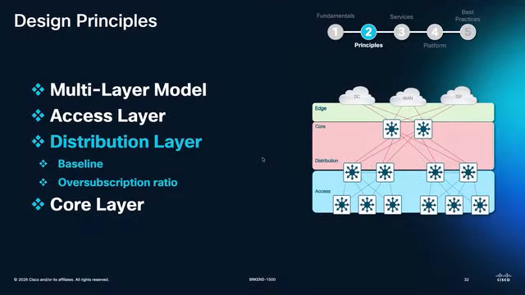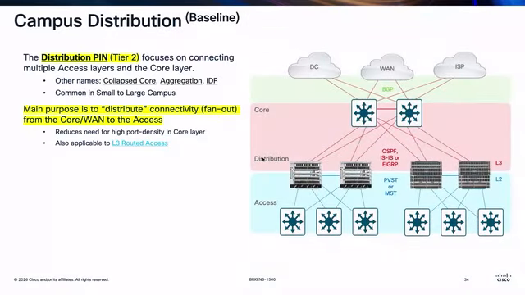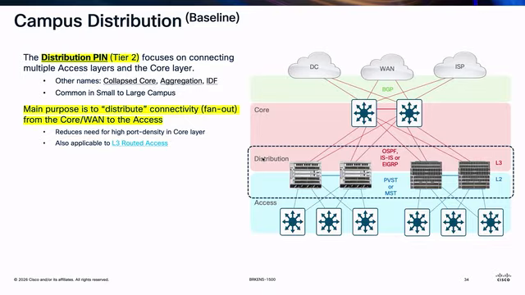So moving to the distribution, and you know the drill now. We'll be following the same logic as with the access. So the purpose of the distribution layer is to fan out connectivity. In the data center, distribution is referred to as aggregation, but in campus networks, it's a little bit more than just aggregating or consolidating uplinks from the access and fanning them out to the upper layers.